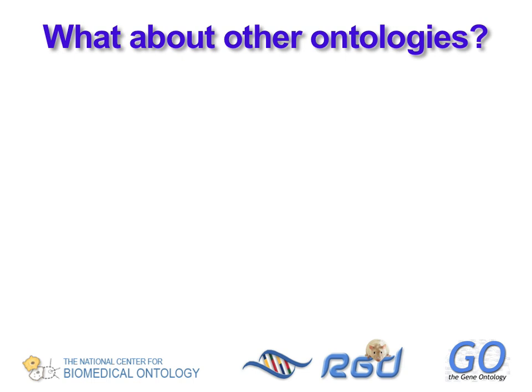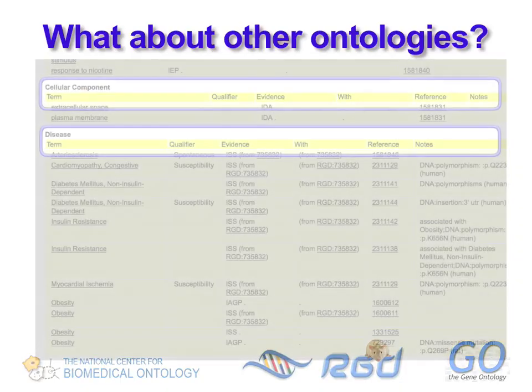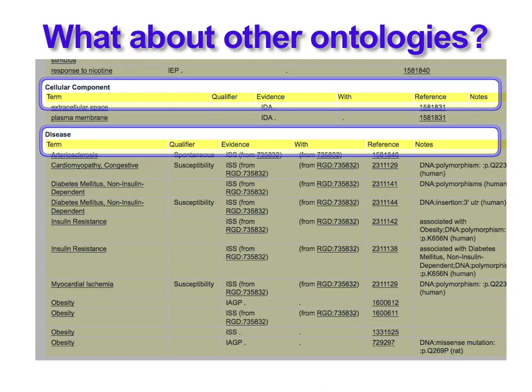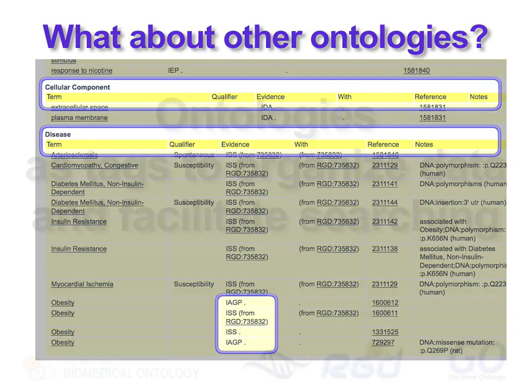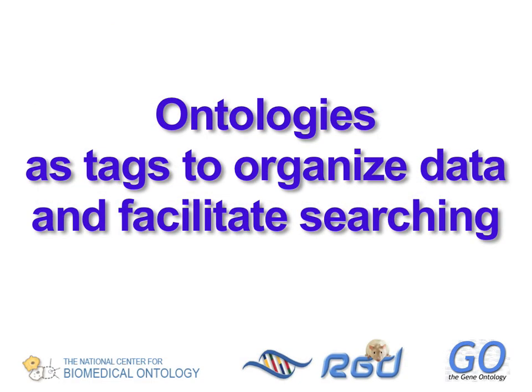Annotations for other ontologies can be structured in much the same way, or they can be quite different. For instance, the Rat Genome Database uses ontologies to express information about disease and phenotype associations. The structure of these annotations is similar to that of Go annotations, but they do use some alternative evidence codes. So far, we've talked about cases in which the annotations include more components than just the term. There are cases, however, where ontology terms are used primarily as tags to organize data and facilitate searching.